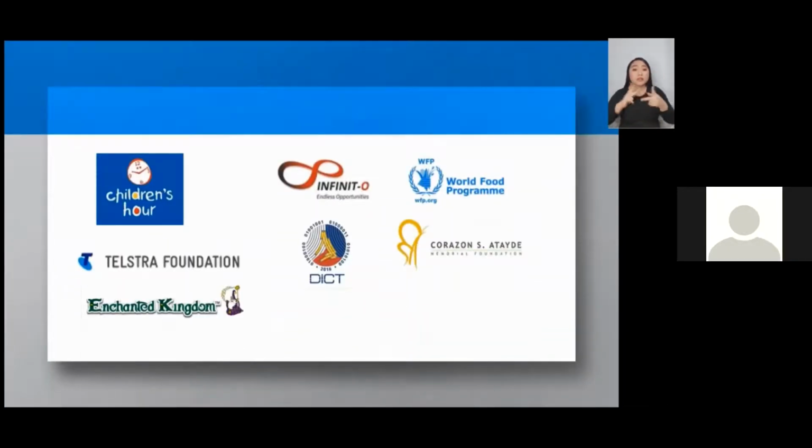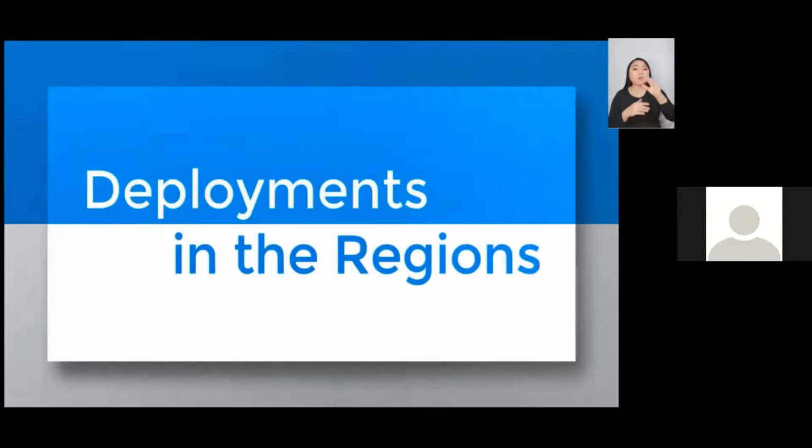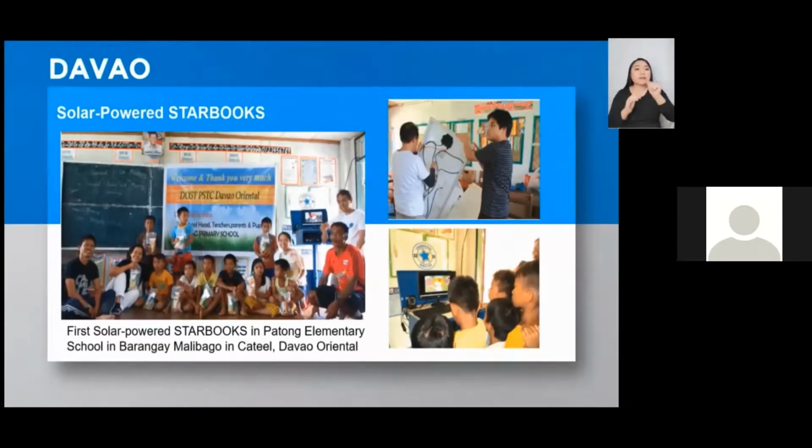So, sa deployment partners po natin, hindi lamang po yung ating mga regional offices yung nagde-deploy. Meron din po mga private institutions na tumutulong sa atin madala ito sa mga nangangailangan or sa kanilang mismong beneficiary. Kagaya po ni Infinite O, si Children's R Foundations, Ataide Foundation, World Food Program, Telstra Foundation, and Enchanted Kingdom. So, ilan lang po sa mga deployment natin sa region. Pakita ko lang po sa inyo, galleries lang naman to.